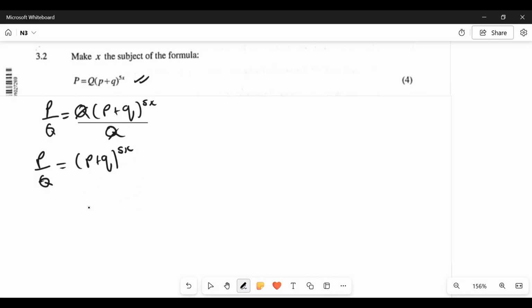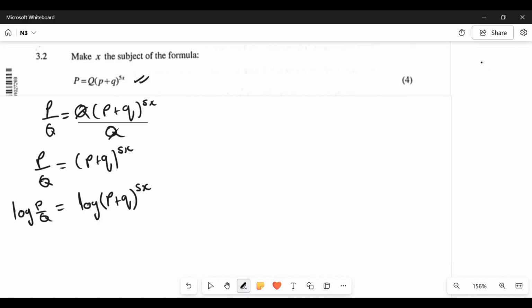Right, now that we have this, you can start introducing log on both sides. So if you introduce log this side, we're going to have log p over q is equal to log open bracket p plus q, all this to the power of 5x. Right, so now you need to apply the log laws. Let's start on the left hand side.